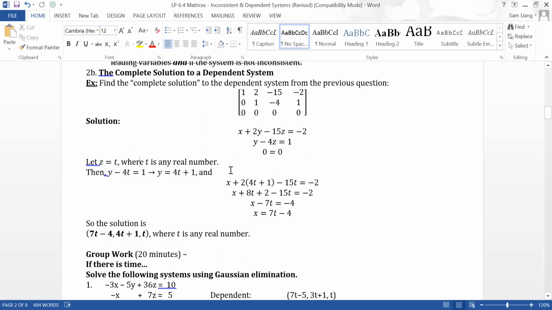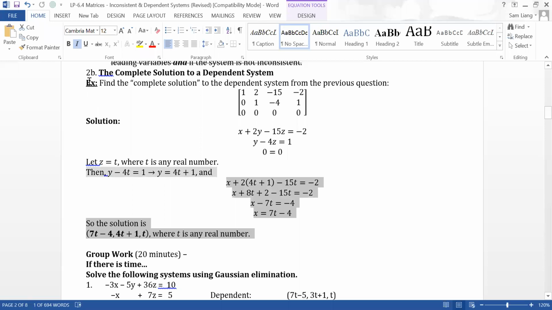And for x, we get x plus 2y, and as we solved here, y is equal to 4t plus 1, so we have that here, minus 15z. Again, z is equal to t, so we have that here, equals negative 2. Then we solve. So we have x plus 8t plus 2 minus 15t equals negative 2. Then we get x minus 7t, and I subtracted 2 from both sides to get negative 4 on that side. Then I add 7t to both sides, and you get x equals 7t minus 4. So the solution is 7t minus 4 for x, 4t plus 1 for y, and z equals t, where t is any real number. And so this is the complete solution to this dependent system.